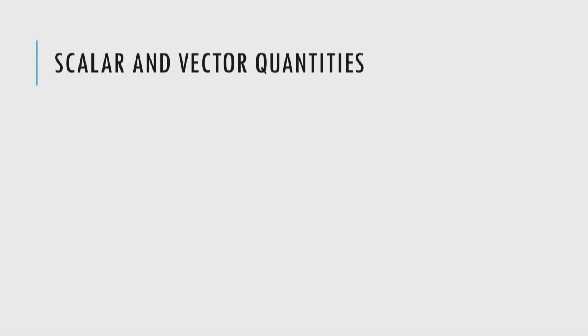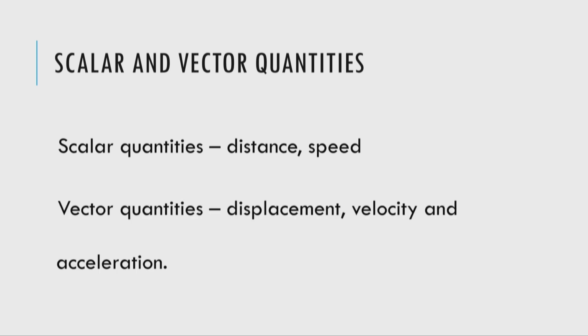Scalar and vector quantities. Distance and speed are examples of scalar quantities. Scalar quantities have magnitude but no direction. Today you will learn about displacement, velocity, acceleration, which are examples of vector quantities. Vector quantities have magnitude and direction.